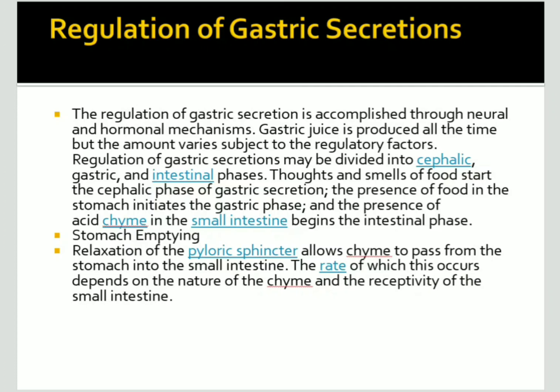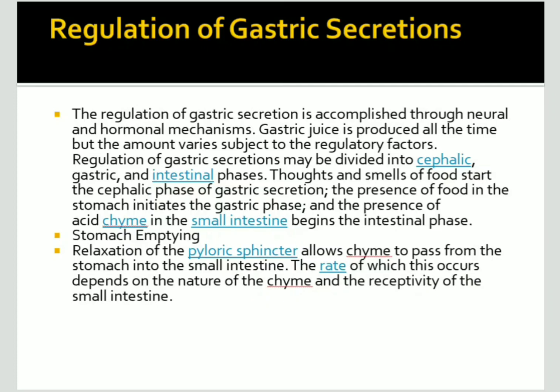The regulation of gastric secretion is accomplished through neural and hormonal mechanisms. Gastric juice is produced all the time, but the amount varies subject to regulatory factors. Regulation of gastric secretions may be divided into cephalic, gastric, and intestinal phases. Thoughts and smells of food start the cephalic phase of gastric secretion. The presence of food in the stomach initiates the gastric phase, and the presence of acid chyme in the small intestine begins the intestinal phase.